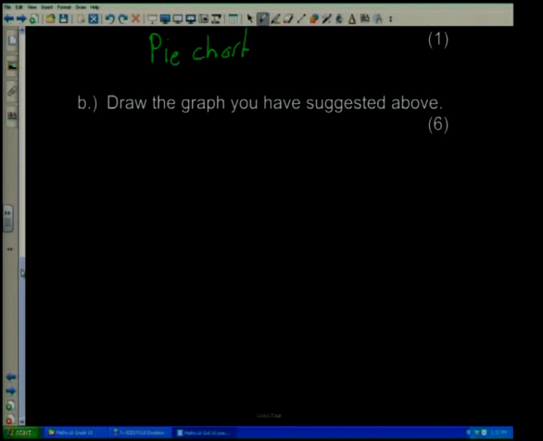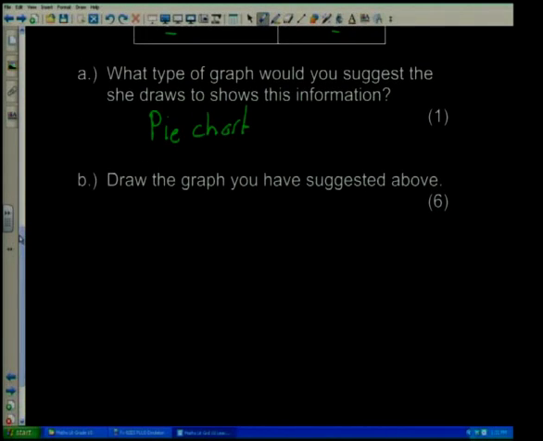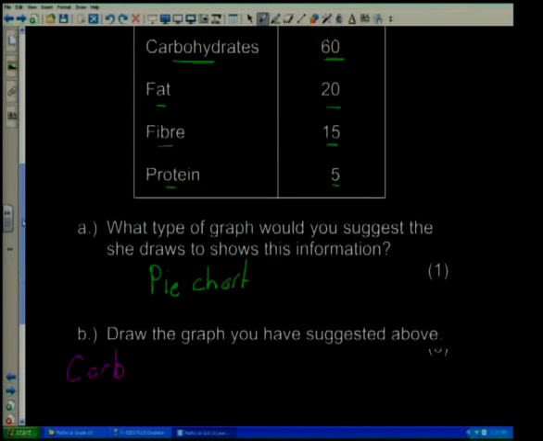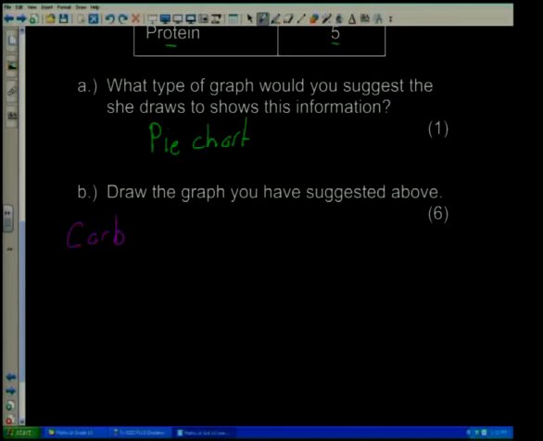And now they want us to draw the graph that you have suggested above. So before we draw the graph, what we need to do is some calculation. So I'm going to, first of all, start with each one of my things. I've got my carbohydrates, which was 60%.